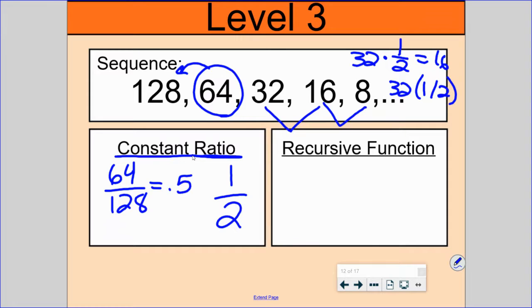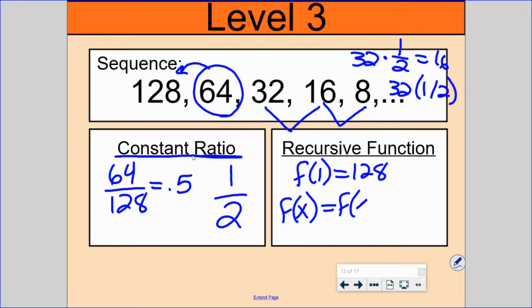So for our recursive function, we're going to state our first term in the sequence, which is 128, and then we're going to also tell what's happening every time. For any number in the sequence, say I wanted to know the 10th number in the sequence, I need to take the 9th number, which would be x minus 1 if x was 10, and I'm going to multiply it by my constant ratio, which this time was 1/2. 1/2 was our constant ratio for this. All right, let's check again.